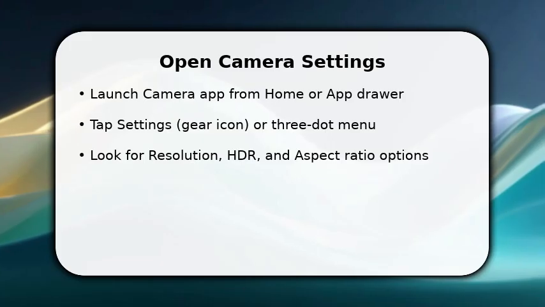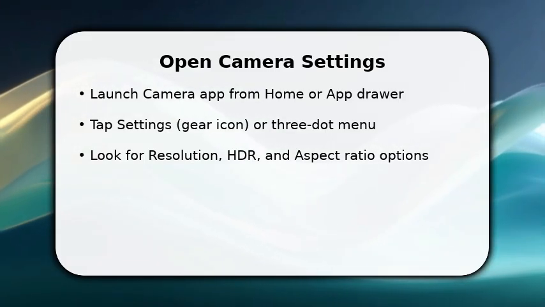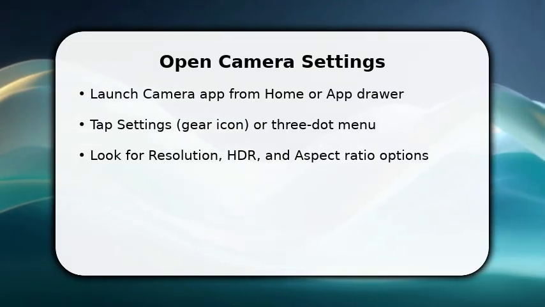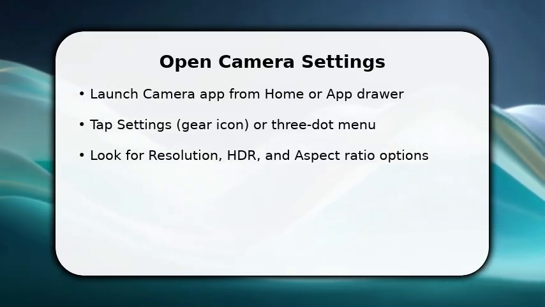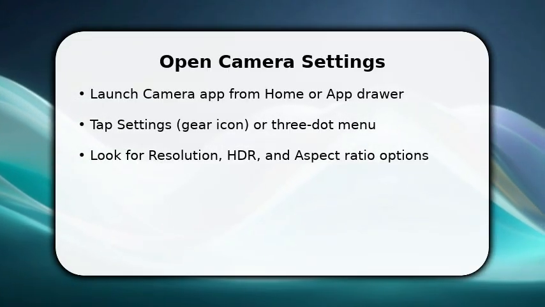You start by opening the camera app and going straight to Settings. This is where quality controls live. Once inside, locate Resolution, Aspect Ratio, and HDR. These change image detail and file size. Make sure to pick the rear camera if you want highest quality, because front cameras are usually lower resolution.